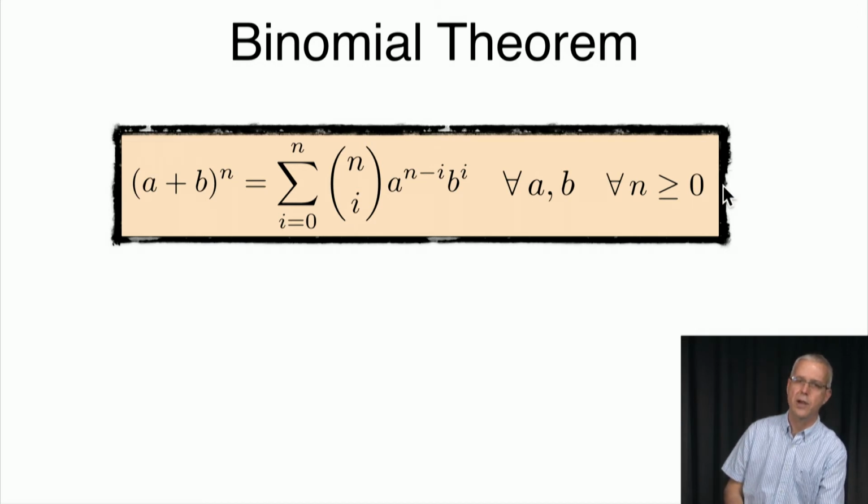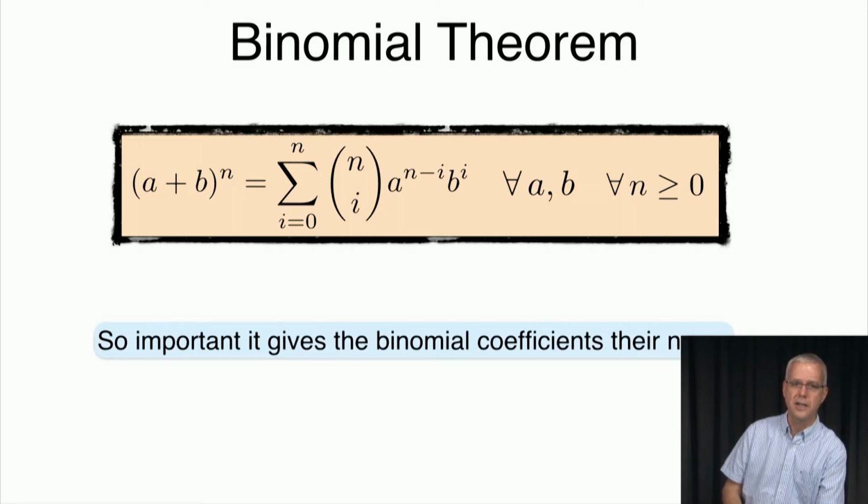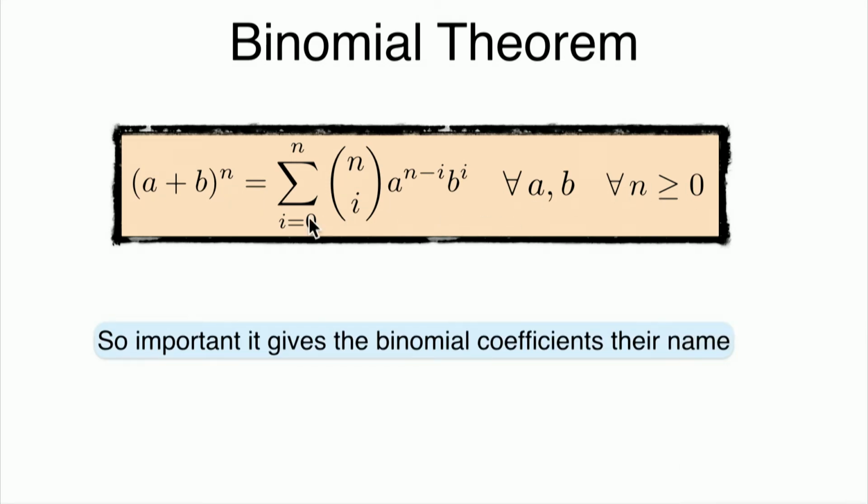And this is actually a quite important theorem. It has many applications, and for one thing, it gives the binomial coefficients their name, because what we have here are polynomials with two variables like a plus b to the n. If you want, you can have a plus x to the n, or x plus y to the n. So you'll get polynomials with two variables, and polynomials with two variables are called binomials. And that's why this is called the binomial theorem, and that's why these coefficients are called binomial coefficients.